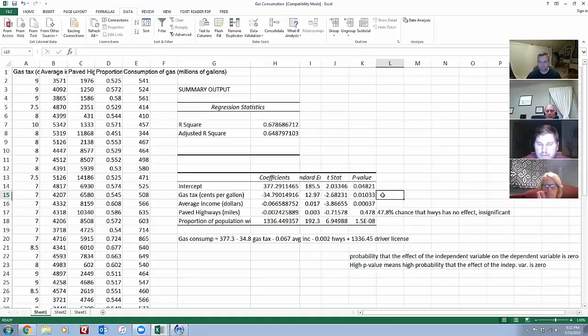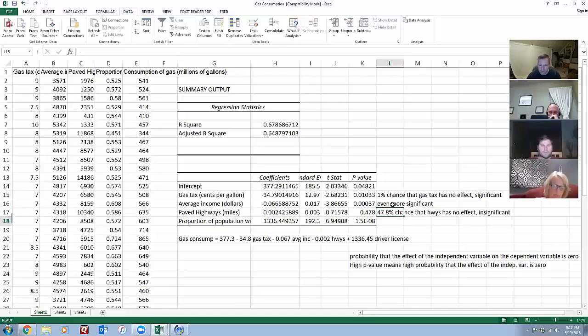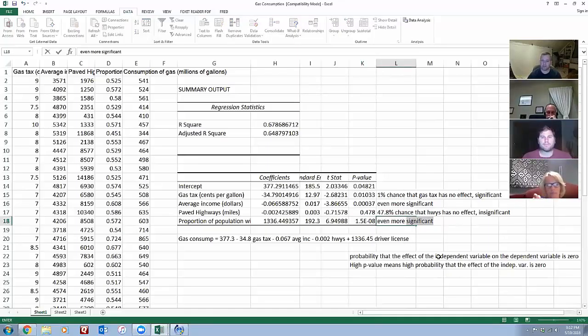My other ones, though, my gas tax, well, there's only a 1% chance of that. I'll say gas tax has no effect. So we would call it a significant variable. Average income is even less than that, so even more significant. And this one is even more because it looks like it's 1.5, but this is actually 1, 2, 3, 4, 5, 6, 7. So that p-value is tiny, so even more significant.